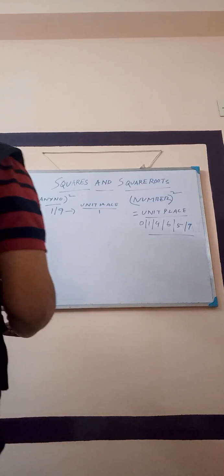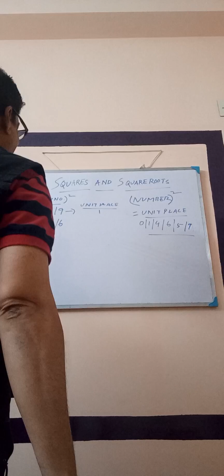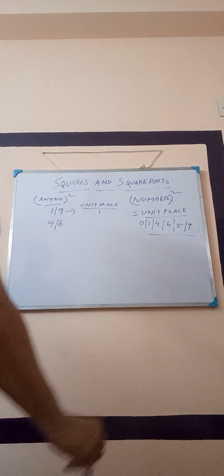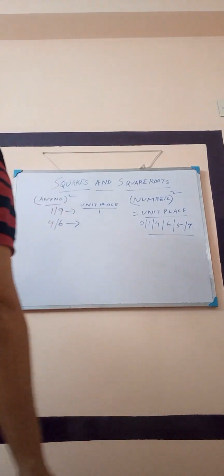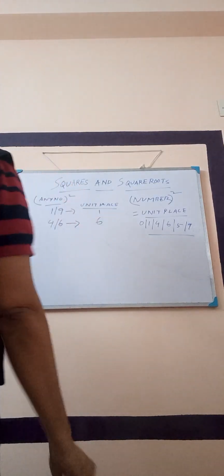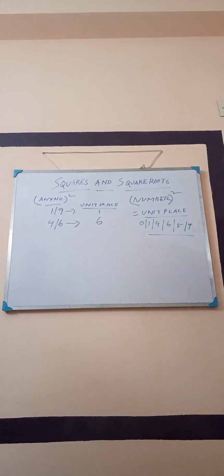Now, if I take any number whose unit place is either 4 or 6, then if I square that number, the unit place will always be 6. For example, 4 square is 16, 6 square is 36, 14 square is 196. Then we have 16 square, that is 256.